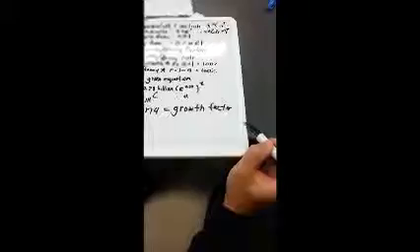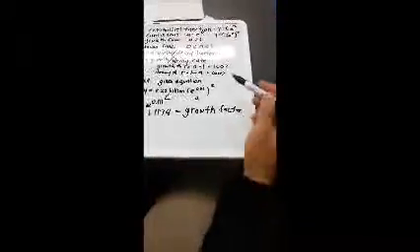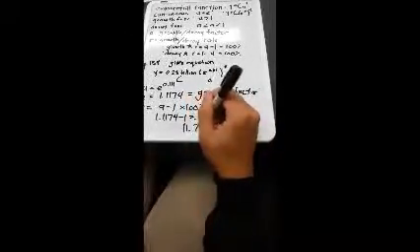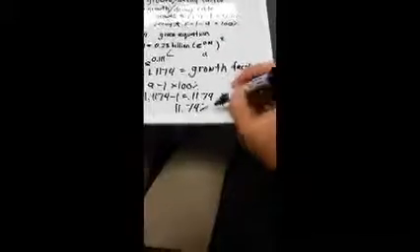So to find the growth rate, you would follow r equals a subtract 1 times 100%, which would give you 1.1174 subtract 1, which is 0.1174, times 100%, which is equal to 11.74% growth rate.